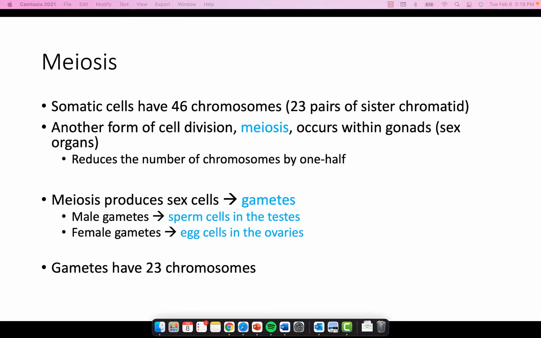These are your sex organs, your testes and your ovaries. And this is going to be reducing the number of chromosomes by 1/2. So instead of 46 chromosomes, we'll have 23. No pairs. Meiosis is producing our sex cells, what we call gametes. Male gametes are sperm cells in the testes, and female gametes are egg cells in the ovaries. And again, these gametes have 23 chromosomes.